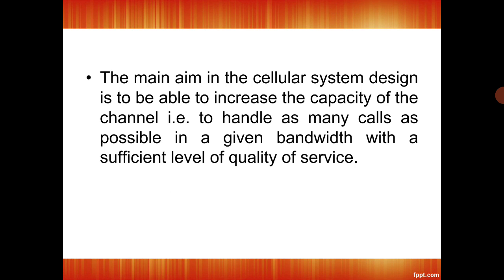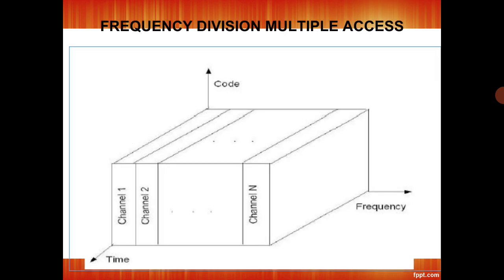The main aim of a cellular system is to design it so that it is able to increase the capacity of the channel, that is, to handle as many calls as possible in a given bandwidth with a sufficient level of QoS, quality of service. That is the main concept of a cellular system.